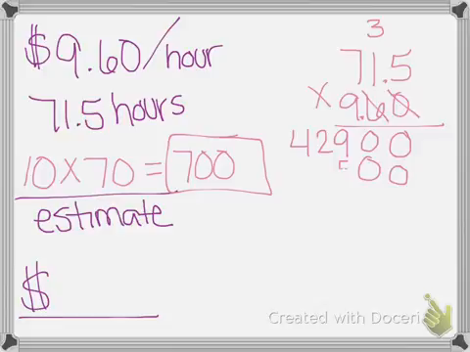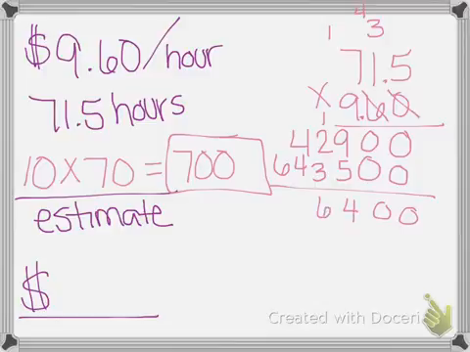9 times 5 is 45. 9 times 1 is 9, plus 4 is 13. 9 times 7 is 63, plus 1, 64. Now we add them together. 9 plus 5 is 14. 3 plus 2 is 5, plus 1 is 6. 4 plus 4 is 8. 6 plus nothing is 6. And since we want our answer to be around 700, we need to put our decimal point right there. So our answer is $686.40.